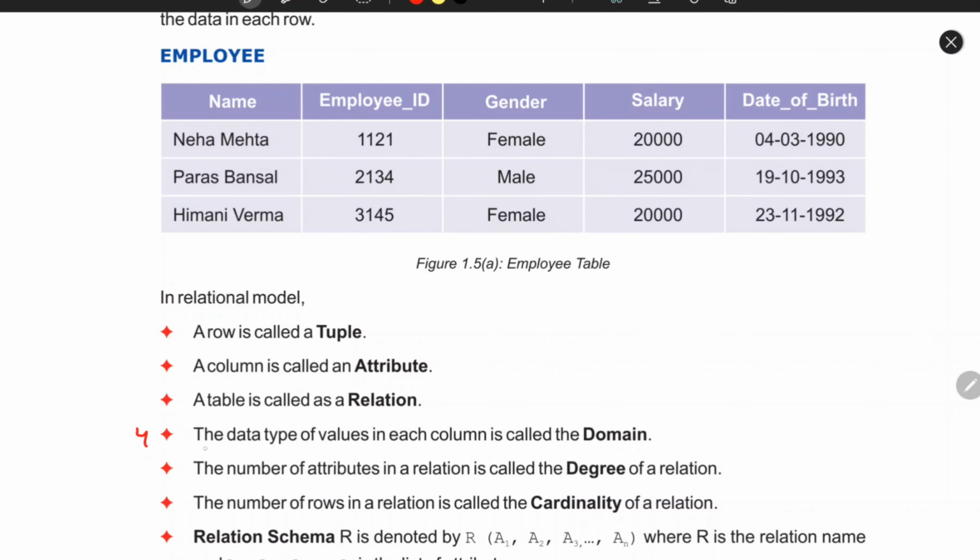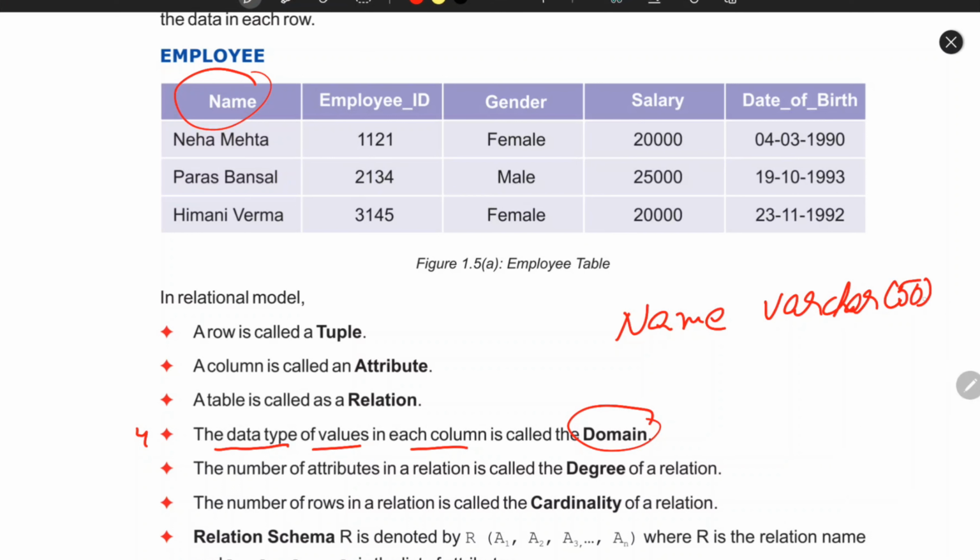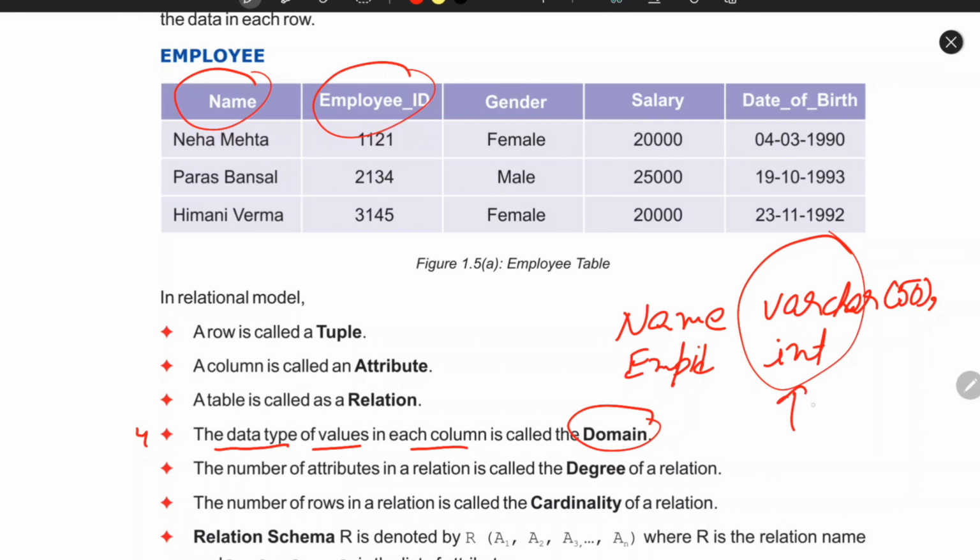Next, the fourth point is that the data type of the values in each column is called a domain. Whatever values we are using, what data types we are using. For example, while creating a table, we write something like name, then we write varchar with the size inside, like 50, and next like employee ID, and we write int. So these data types are also called domain. Each column's data type is called a domain.